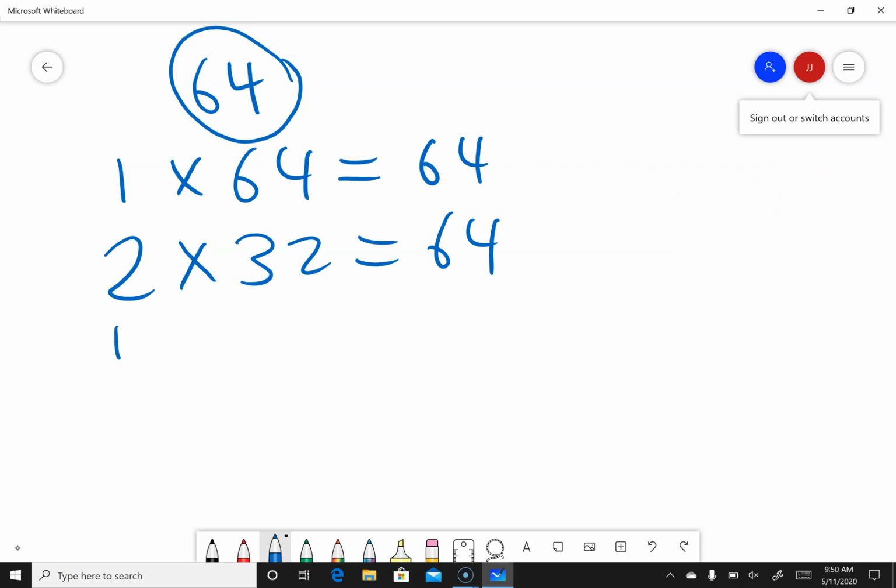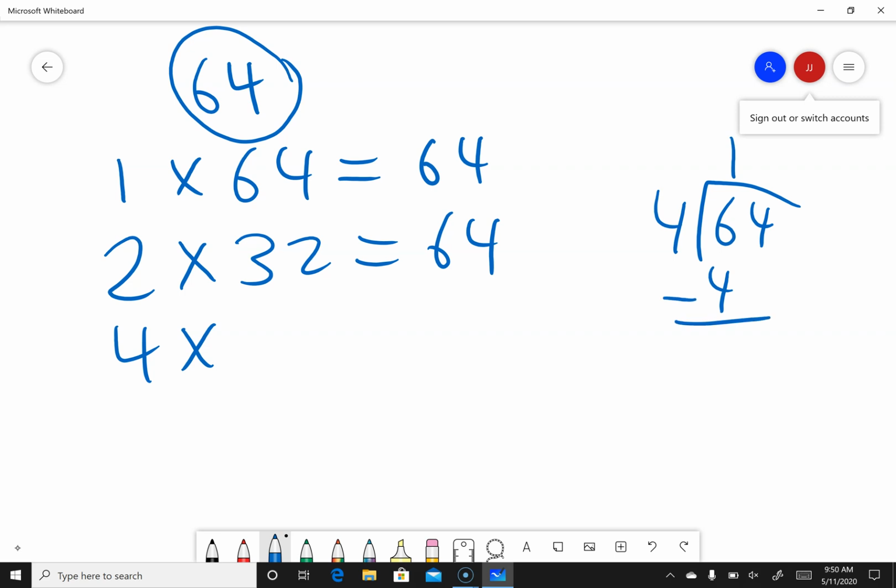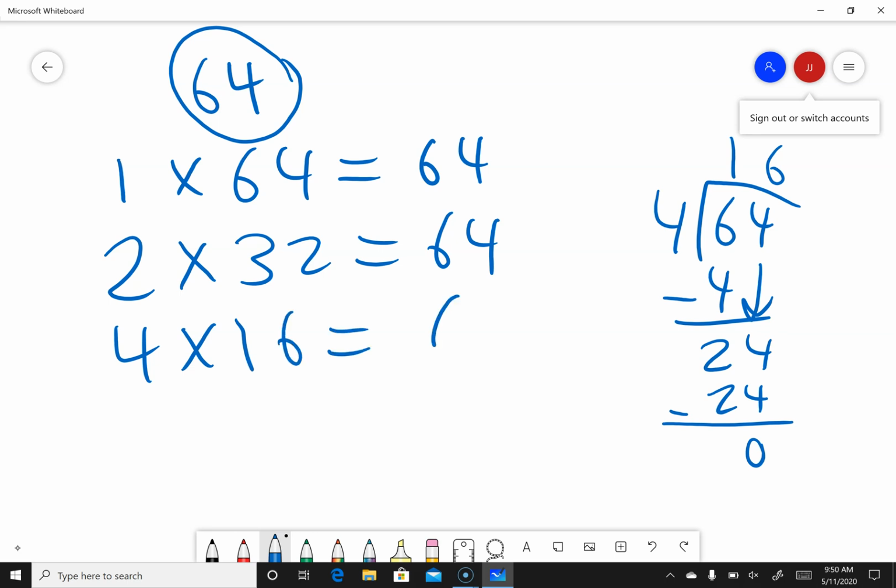Let's see here. I'm going to tell you 4 is one of them. So we're finding 4. We can just divide like we just did. 64 divided by 4. 6 divided by 4, well, 1. 4 can go into 6, so 1 times 4 is 4. Subtract. 6 minus 4 is 2. Drop down 4 makes 24. 24 divided by 4 equals 6. 6 times 4 equals 24. Subtract equals 0. Okay, dividing is probably the easiest way to figure these out. Okay, so 64 divided by 4 equals 16. So 4 times 16 equals 64.